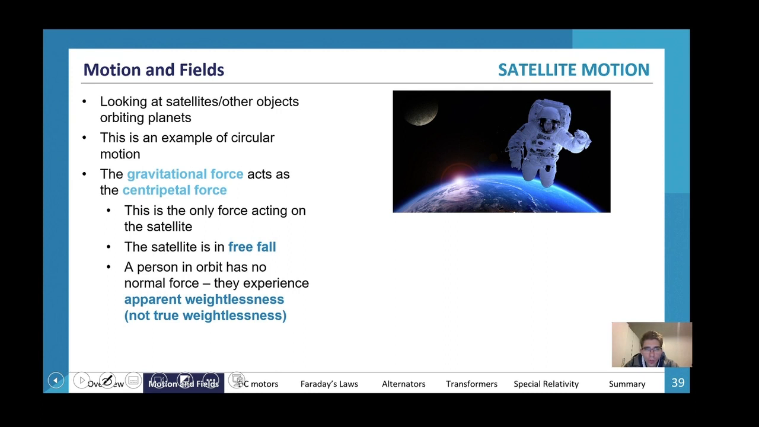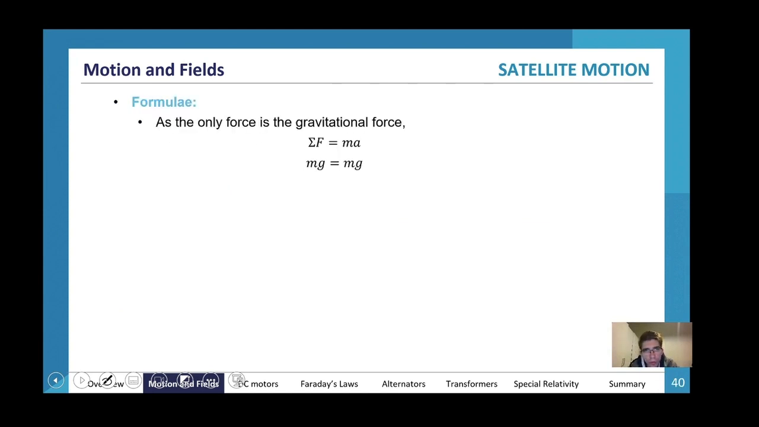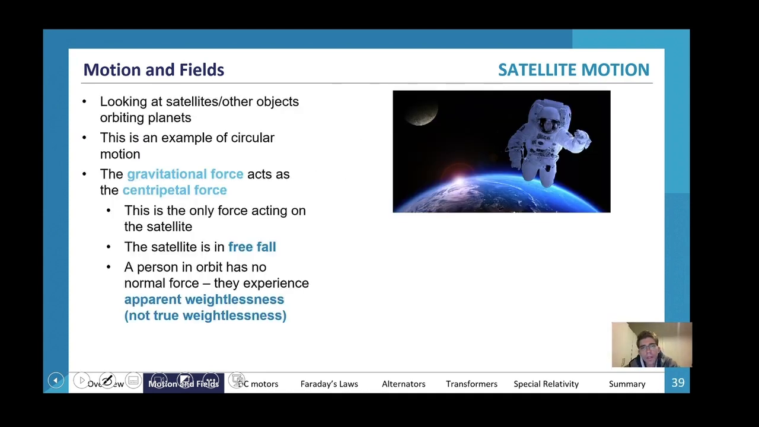A person in orbit has no normal force, therefore they will experience apparent weightlessness and not true weightlessness. When you're in a spaceship, you're floating around. Now, let's not forget something about satellites. There are some satellites that we call geostationary. Geostationary satellites are satellites that are stationary relative to a point on the Earth's surface, right?